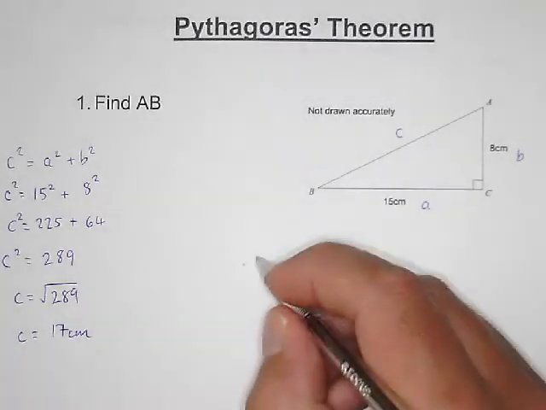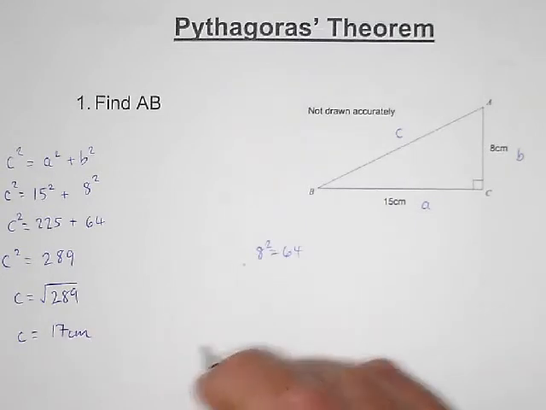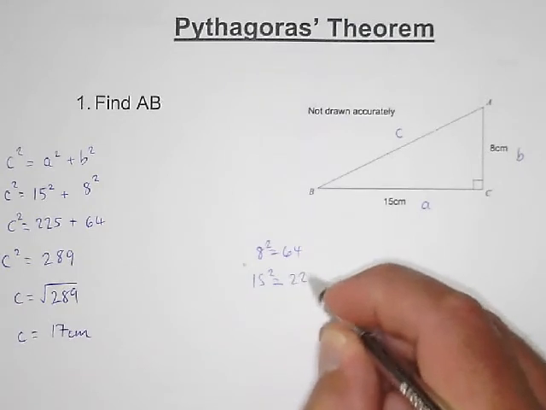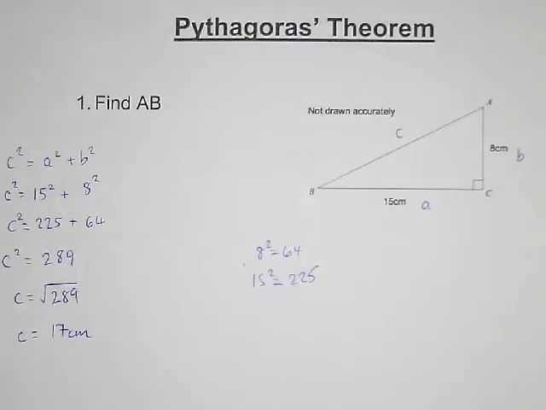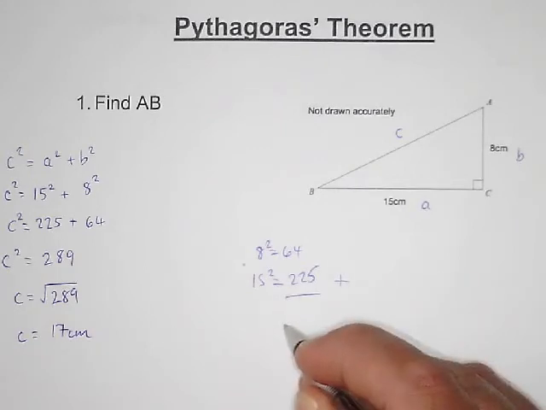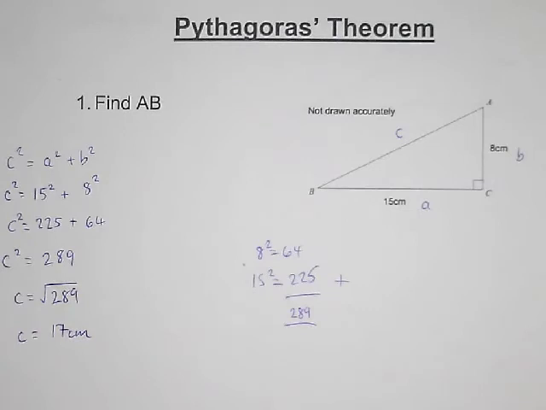Now that's the formal method, but there is a less formal method, where we basically square the two sides that we know. So 8 squared is 64, 15 squared is 225. When it's the hypotenuse that we're working out, we then add those two values, which would give us the 289. And the last step would be to square root the 289, which gives us exactly the same answer, which is the 17 centimeters.